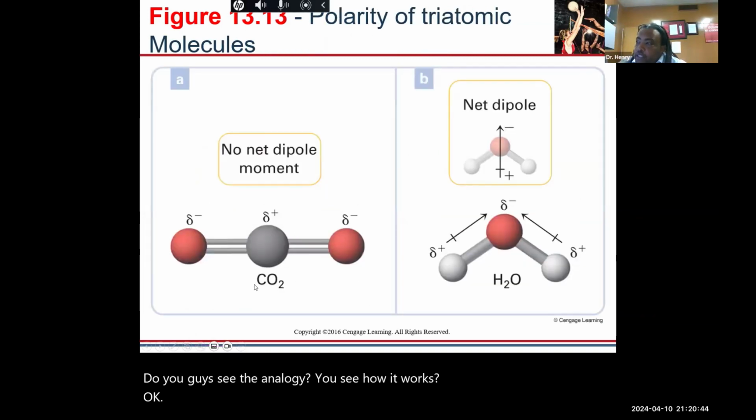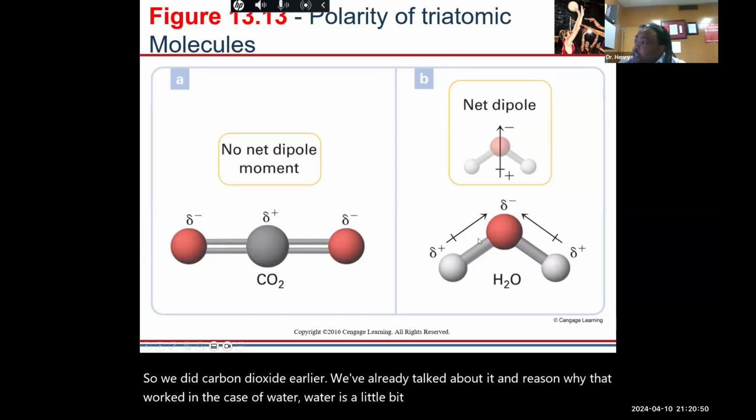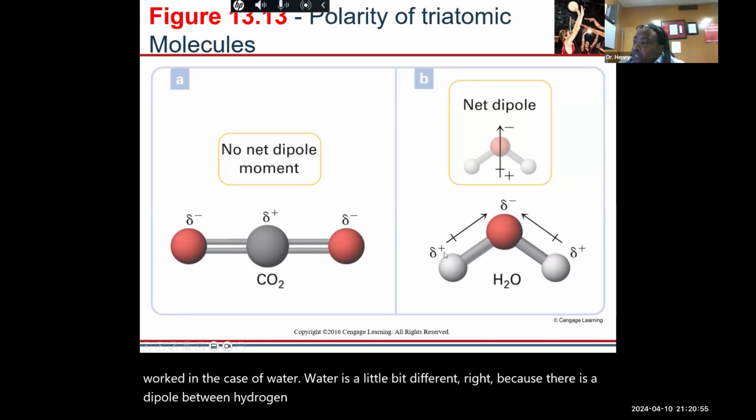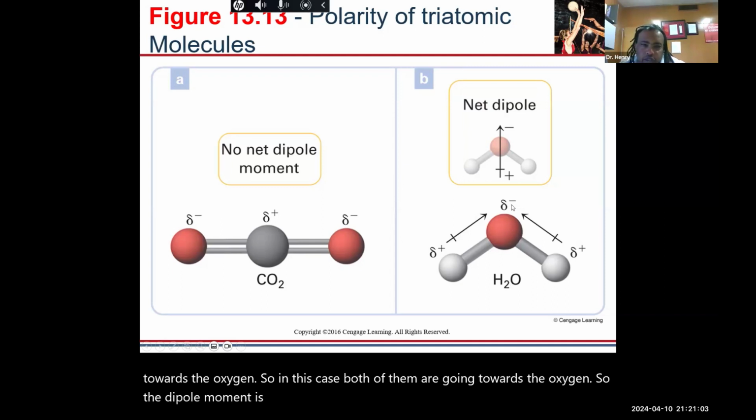So we did carbon dioxide earlier. We've already talked about it and the reason why that worked. In the case of water, water is a little bit different, right? Because there is a dipole between hydrogen and oxygen, but the electron is going to be going towards the oxygen. So in this case, both of them are going towards the oxygen. So the dipole moment is going towards the oxygen, right? And so that means that in that case, we get partial charges for the molecule.